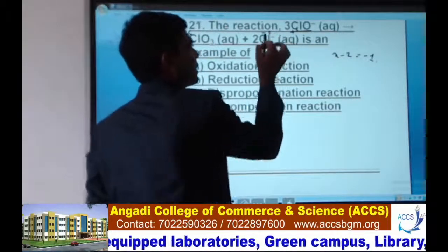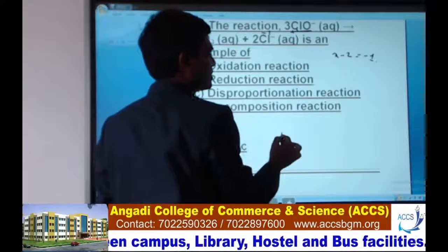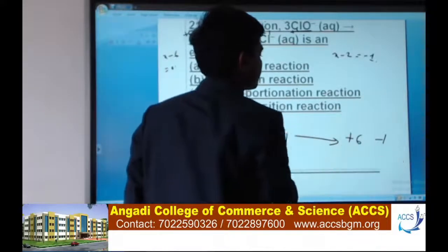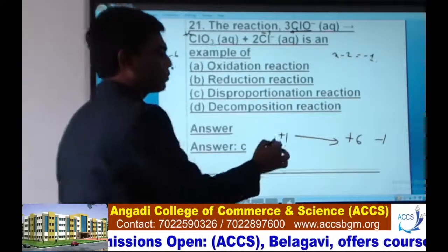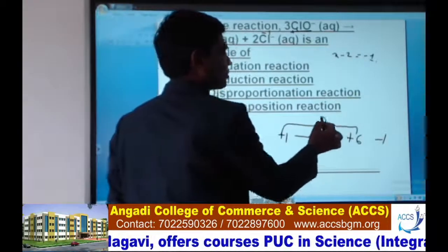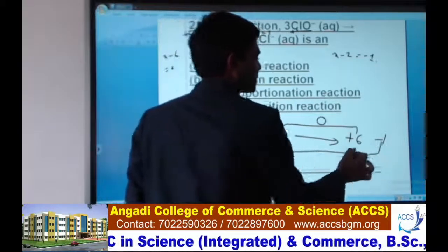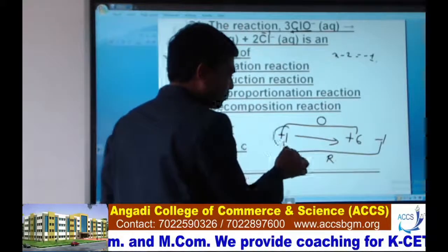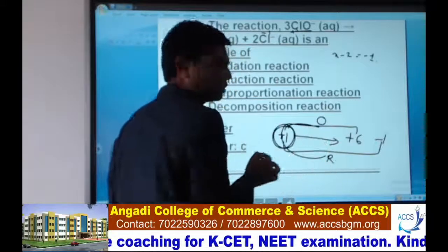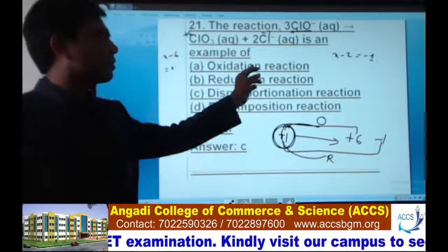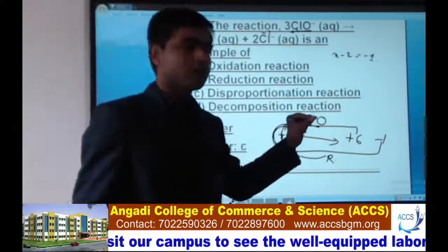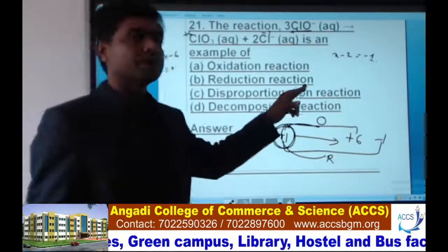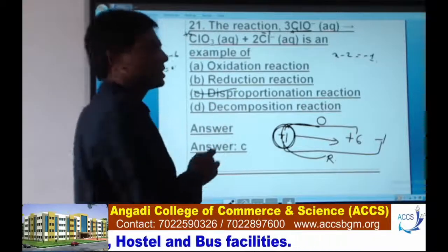Here the charge is minus 1. So on the left hand side its charge is plus 1. On the right hand side its charge is plus 6 and minus 1. Plus 1 to plus 6 means oxidation. Plus 1 to minus 1 is called a reduction. But you have to understand that only one element underwent both the processes. Which type of reaction? Oxidation, only one should happen. Reduction, only one should happen. Disproportionation, yes.